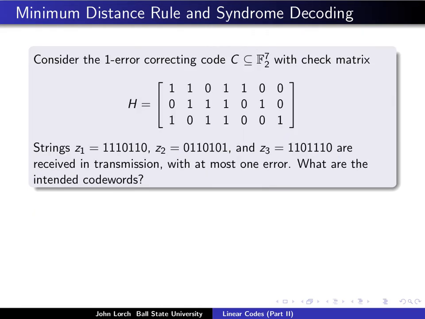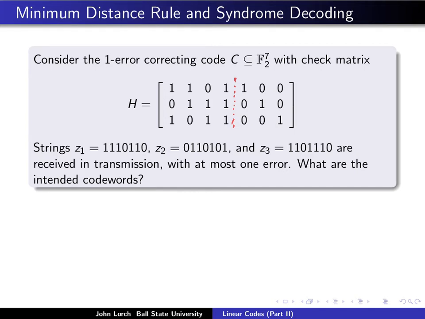Okay, so that previous theorem really makes correcting errors in transmission pretty easy for one error correcting codes, as long as we're sure that at most one error has been made in transmission. So here we've got this one error correcting code, and this check matrix H probably looks familiar. This is the 4-dimensional code in F2^7. And here we've got these strings Z1, Z2, and Z3 that we've received in transmission with at most one error.